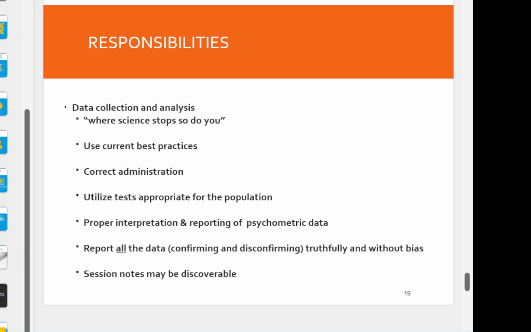This goes hand in hand with correct administration. There are very specific administration protocols for a reason, and this is to ensure consistency and reliability and fairness. Always use tests that are appropriate and normed for your particular examinee. If the norms don't fit, it's not going to be a good test for you to use in your battery. Rely on your clinical tools, such as your protocols, your handbooks, your manuals, to properly interpret and report psychometric data. Report everything, both confirming and disconfirming data. We want to be truthful without being biased. And just be aware that session notes can also be discoverable as well.